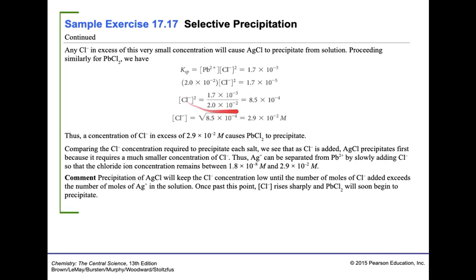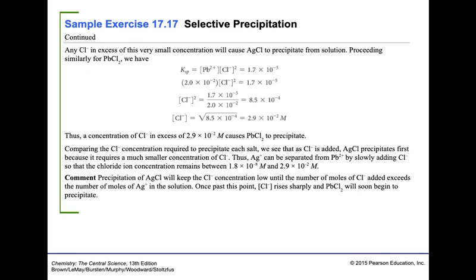So you're doing the same thing. You're just mathematically solving for Cl. This time you are going to have to take a square root to get to the concentration of chlorine. But the concentration ultimately is 2.9 times 10 to the negative second. So for the second precipitate to form, the concentration of chlorine has to exceed 2.9 times 10 to the negative second.